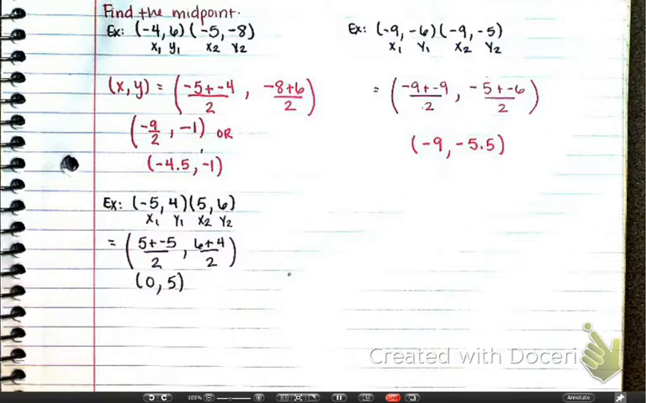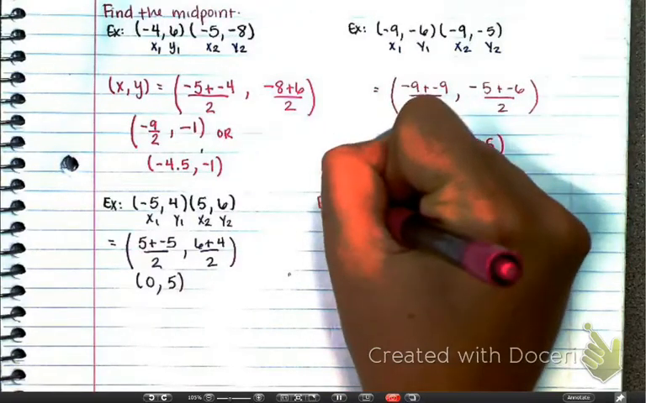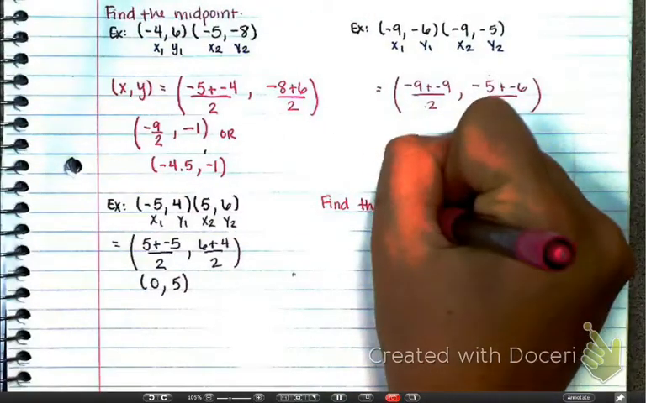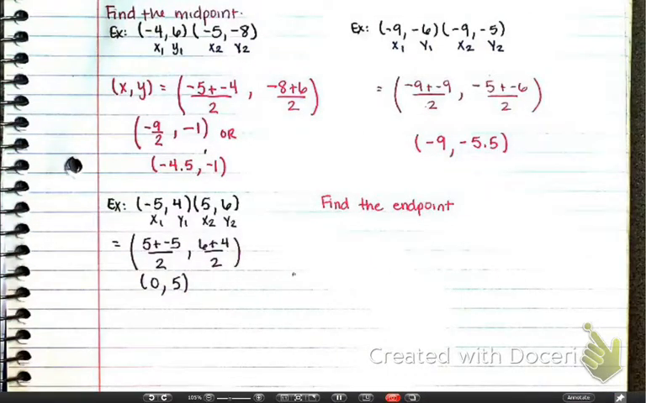Here's the fun part. I love how they throw out fraction, decimal. How about find the endpoint? Oh, this is easy. Okay.